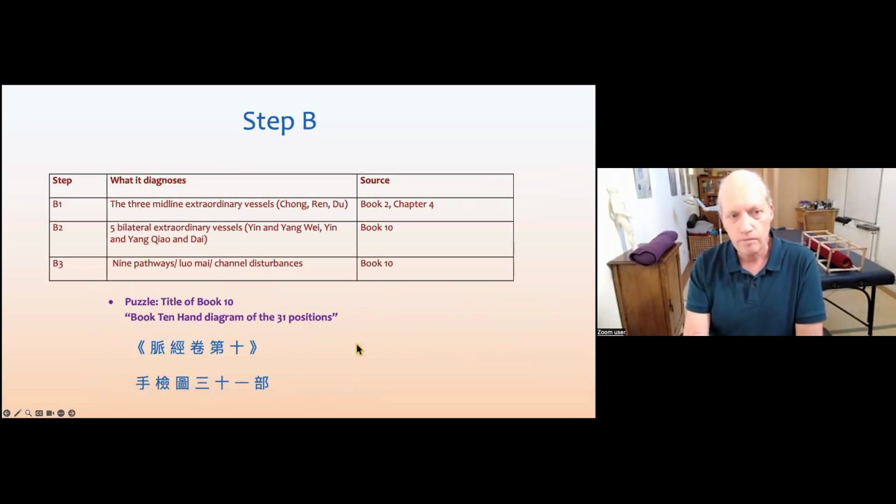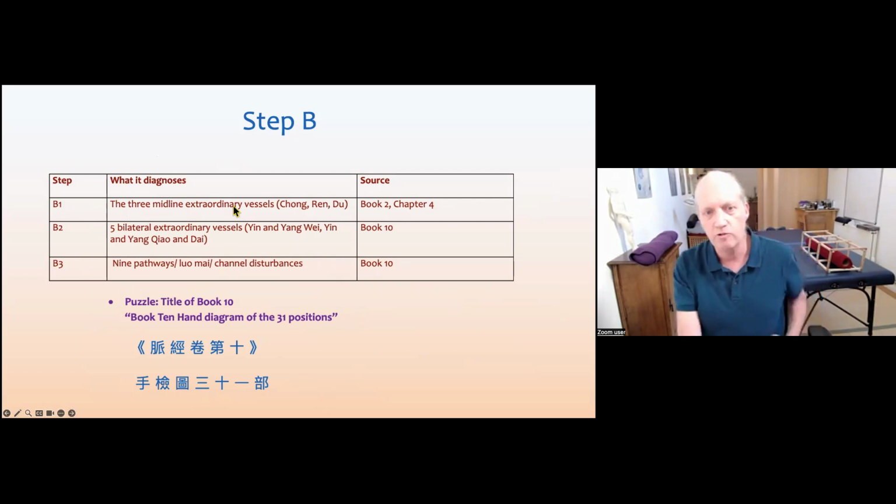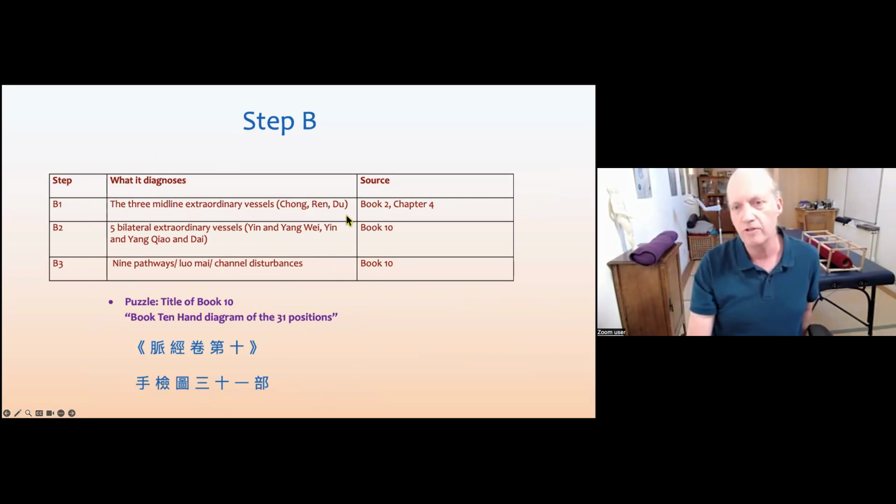Okay, so there are different sources in the Jing for this. For B1, for the three midline extraordinary vessels, which are Chong, Ren, and Du, we have Book 2, Chapter 4 of the Jing, and the rest of it, B2 and B3, is all from Book 10.